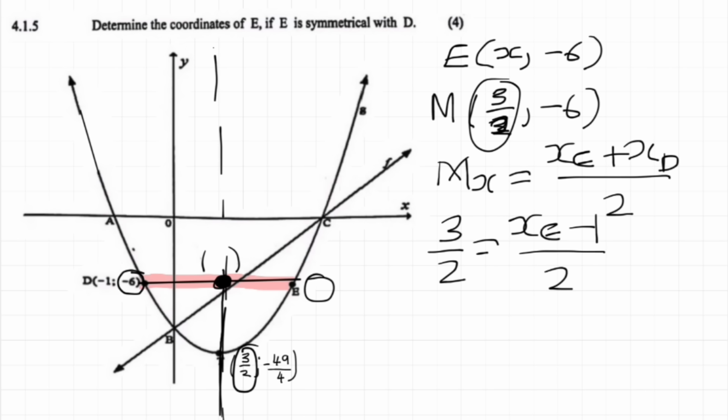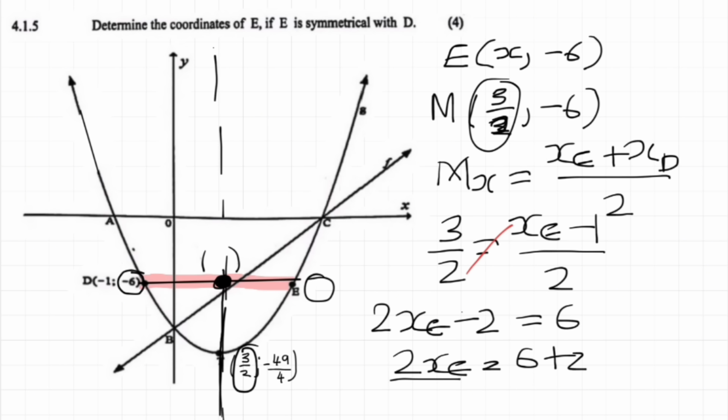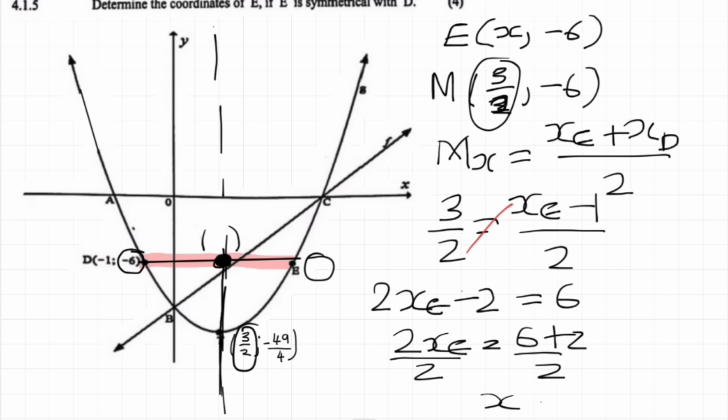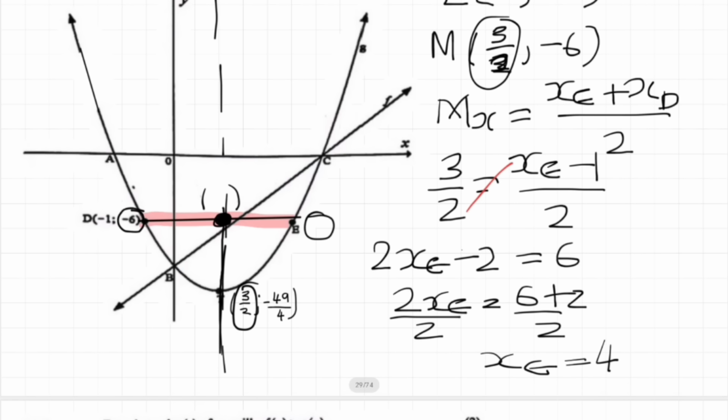Now I can cross multiply this. It is going to be 2x of E minus 2, which is equal to 3 multiplied by 2, which is going to give me 6. 2x of E is going to be equal to 6 plus 2, and then I'm going to divide both sides by 2. And then x of E, if you punch this in your calculator, this is the same as 8 divided by 2, which is going to give you 4. So therefore we can conclude that E is the same as 4 and -6, just like that.